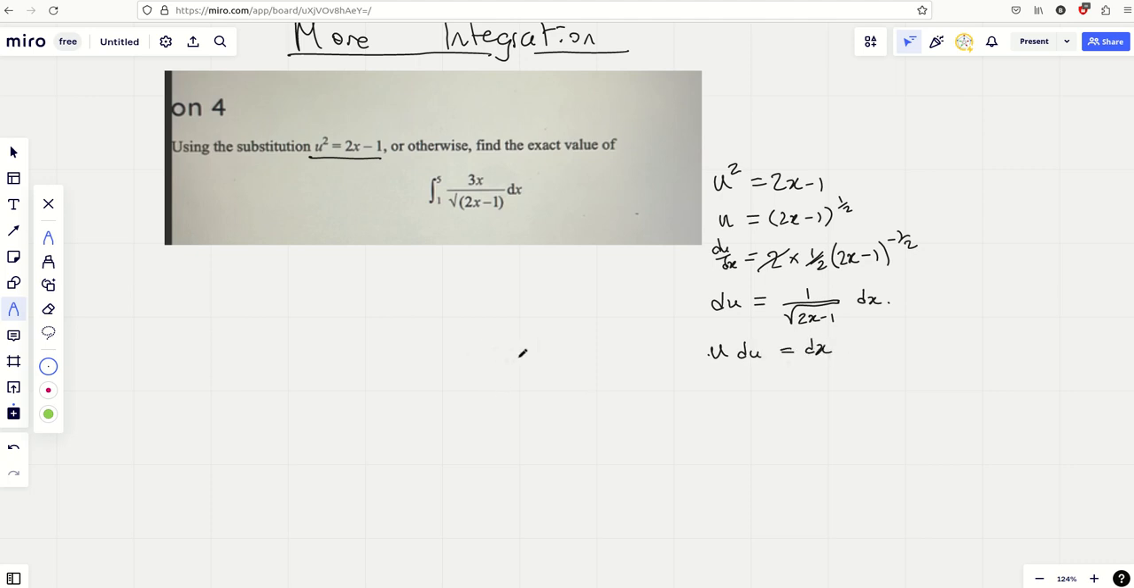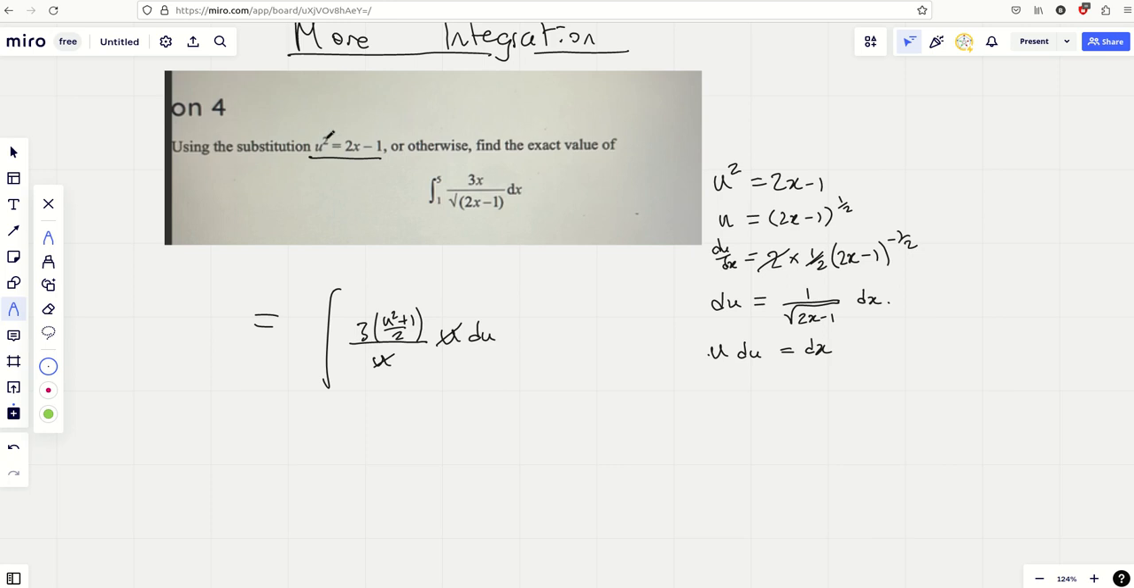Now, why am I thinking of doing that? Well, because I want everything in terms of u, yeah? So I can now rewrite the integral as, well, it's going to be over u, yeah? Dx is swappable with u du, which means that these u's cancel, yeah? And then you just get 3 times whatever x is on the top, which is u squared plus 1 over 2. And so we do end up with something much easier to integrate.